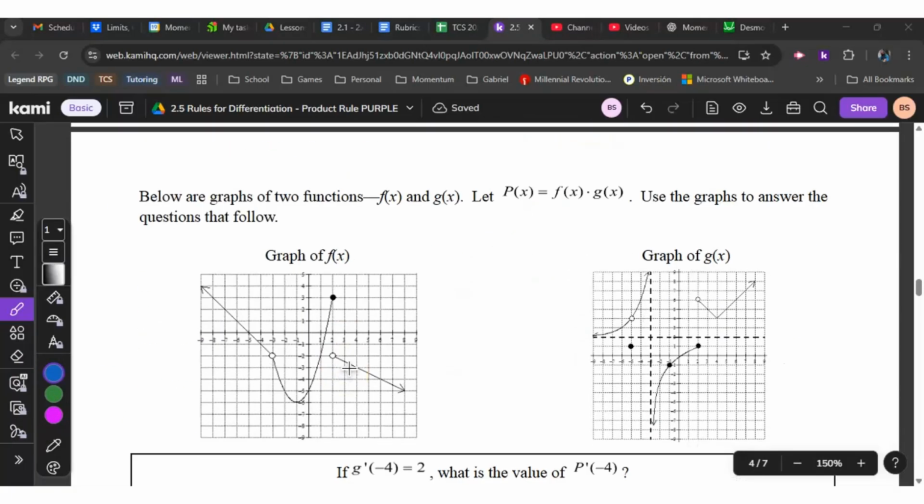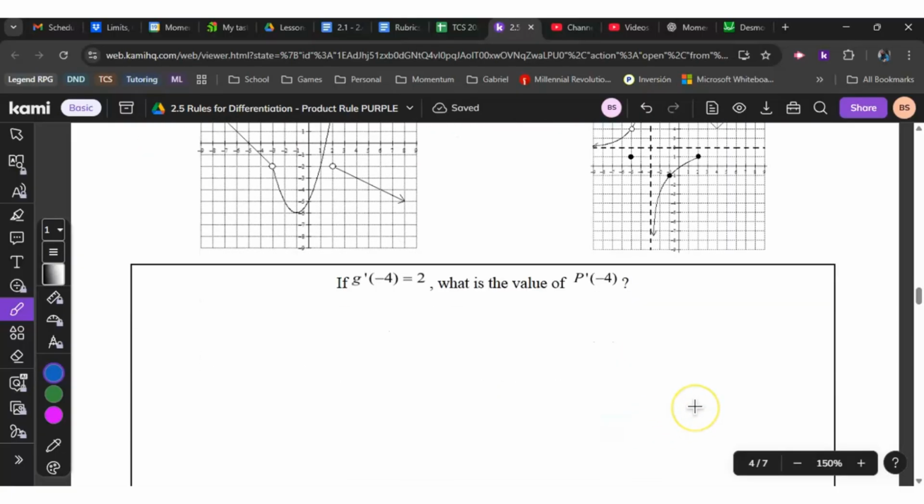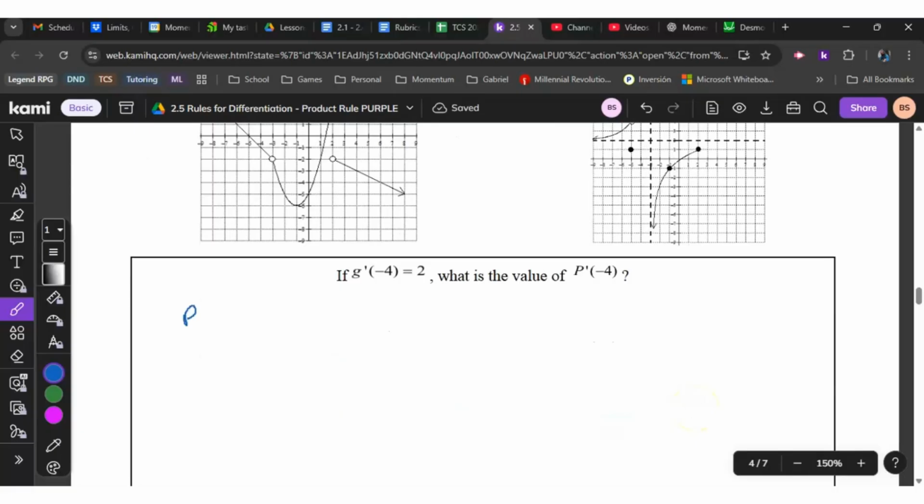All right, so let's put this into a little bit of practice when we have some graphs. Make it a little more interesting. Okay? So what we've got here is f of x and g of x, and then we've got this function p of x, which is the two of them multiplied together. So we're going to use these graphs to figure out what these are. So g prime of negative 4 is 2, and they want us to find p prime of negative 4. So the first thing we're going to have to do is find just p prime of x.